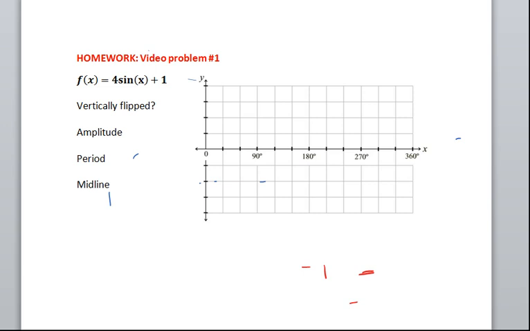Alright, and so now you have a homework problem. So in your homework assignment at the end, please put homework video problem number 1. And you're going to apply what you just learned. And you're going to deal with the function f of x equals 4 sine x plus 1. And I'd like you to write out these 4 pieces of information here. Is it vertically flipped? What's the amplitude? What's the period? That's 360. We haven't changed that. And then what's the midline? And then graph it. Okay, I will post a link to where you can download these grids. Alright, so please turn that in with your homework. Do it the next class.